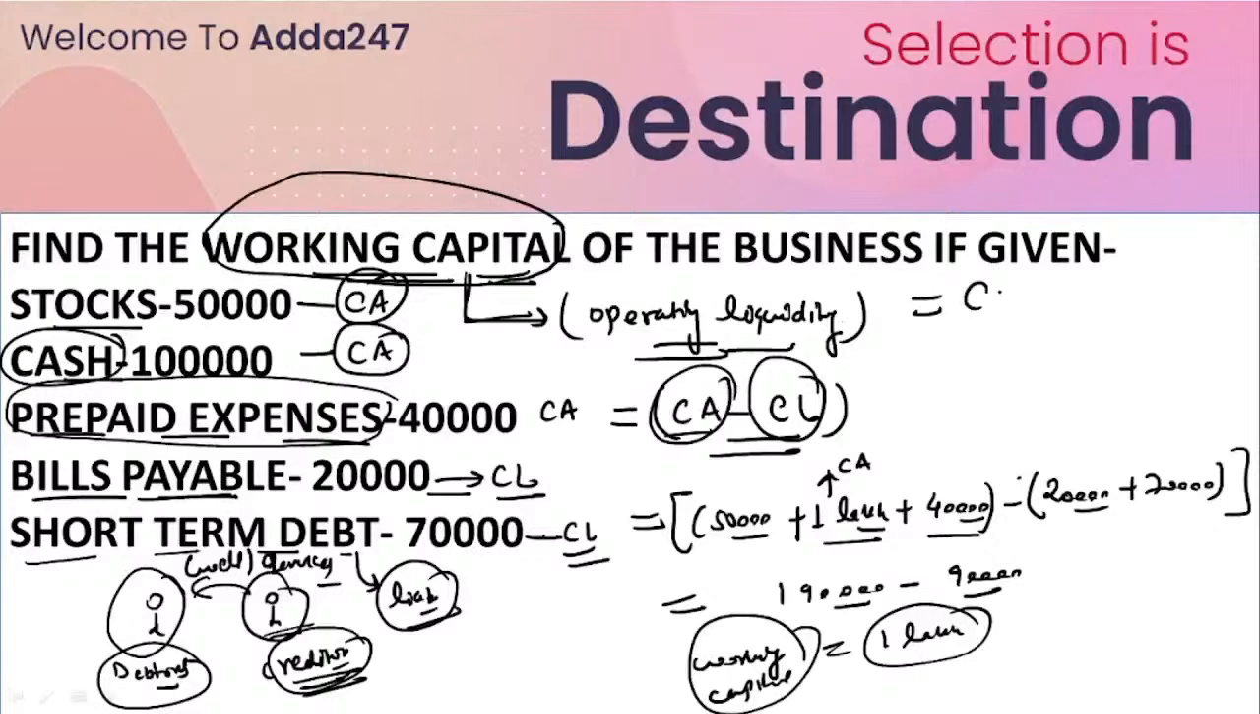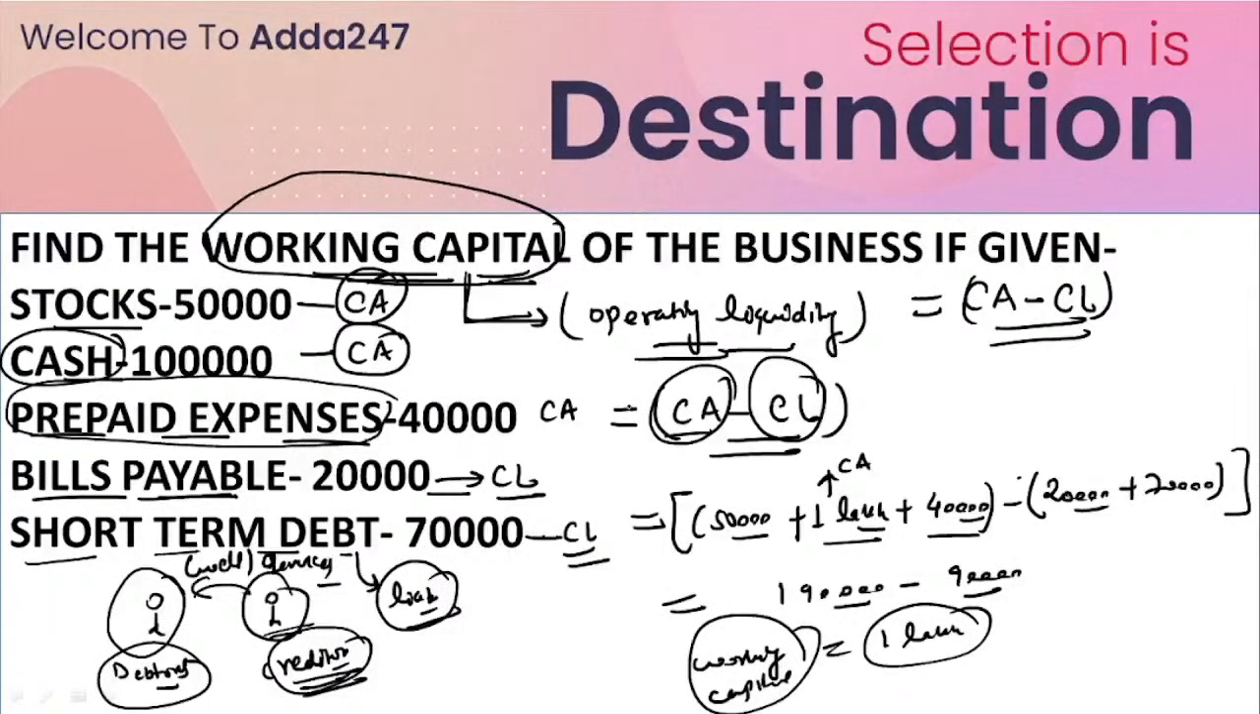So you have to understand that the formula of working capital is current assets minus current liabilities. From this question, you have to understand that three types of questions are asked in the exam: first, the formula of working capital; second, calculate the total current assets; and third, calculate the current liabilities. I hope it is clear to understand.